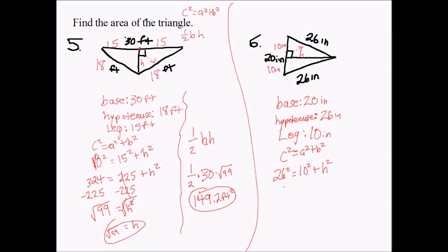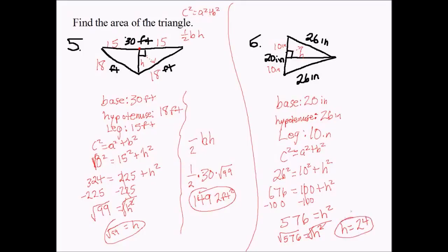Okay? And so now, when you do that, you're going to have 676, which is equal to 100 plus h squared. Subtract your 100. So you have 576, which is equal to h squared. And then if you square root both sides, because you want to get rid of that square for your h, cross that out. 576 is on your chart. If you remember, h is equal to 24.